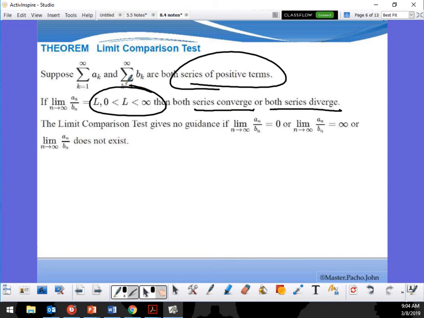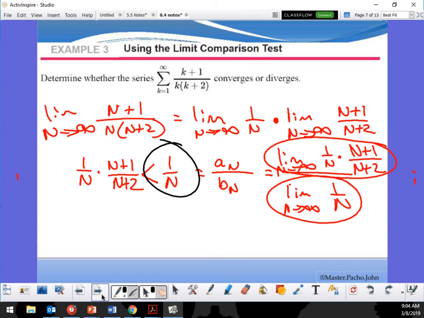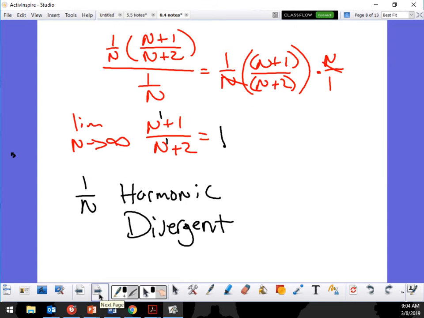So, did this test work? Yes, it did. I was comparing it to a divergent series, so the test did work. My answer works, so therefore this series is divergent because I got the number 1 out of it, which is between 0 and infinity. If you were to compare it to a series that is convergent and it got you a number between 0 and infinity, then it would also be convergent.